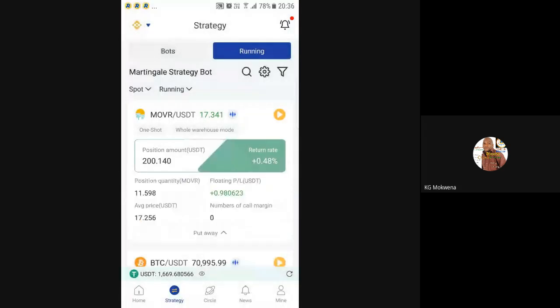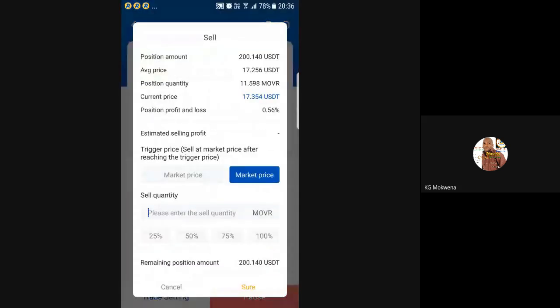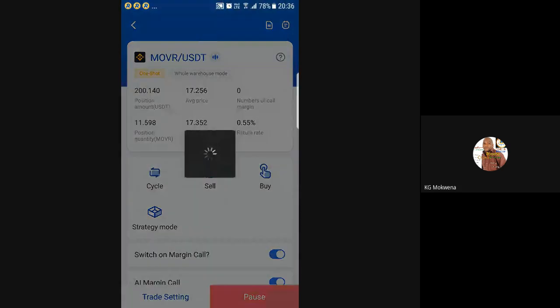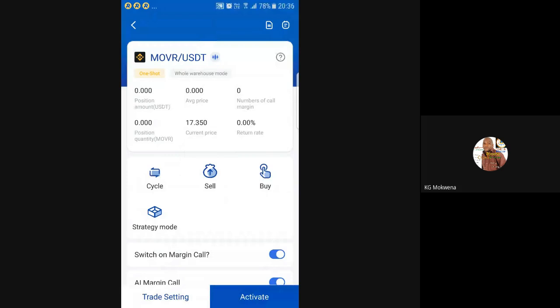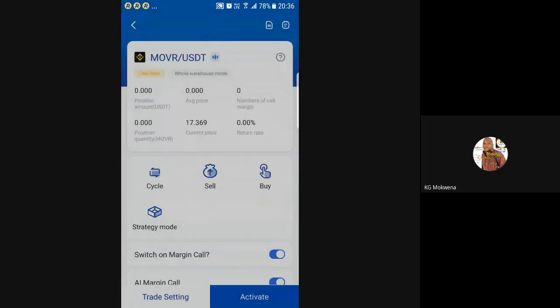So here we go. And then I will click on sell and then 100%. And then sure, let's not waste time. And then there we are. Profit has been collected. And then let's create again. It shows you activate. And then we are going back into the market. We just scalped there.